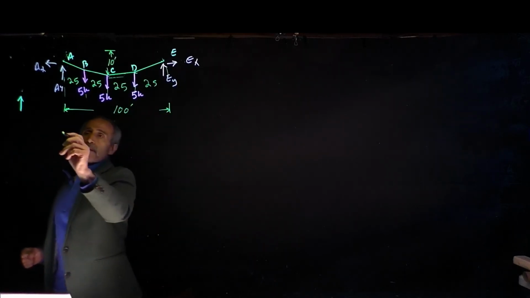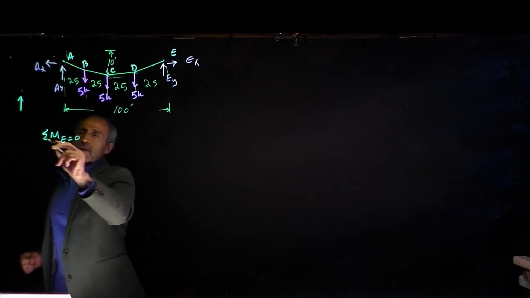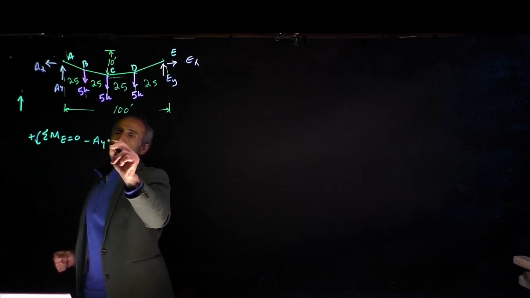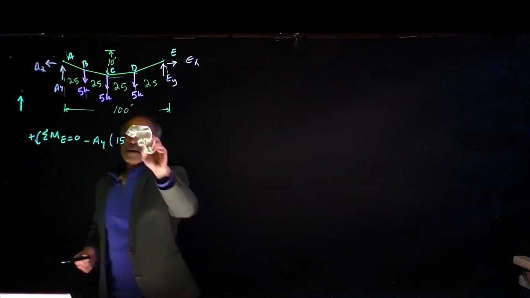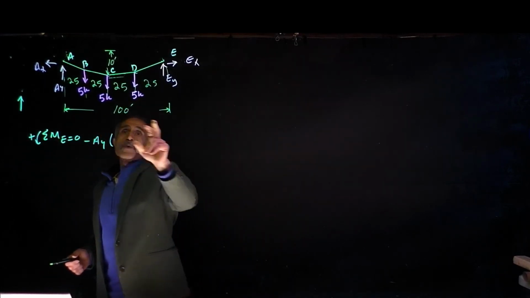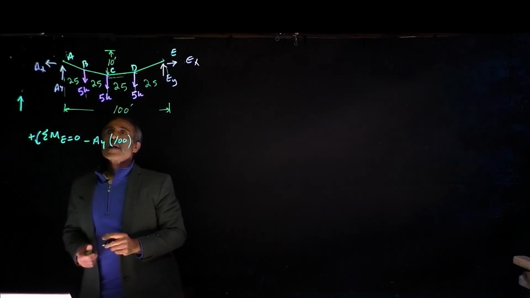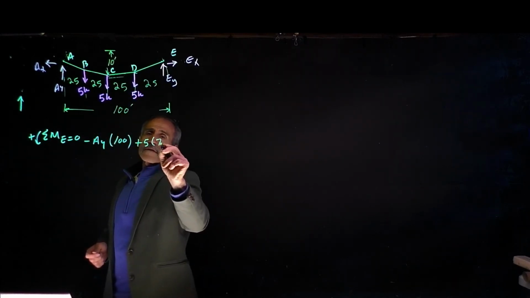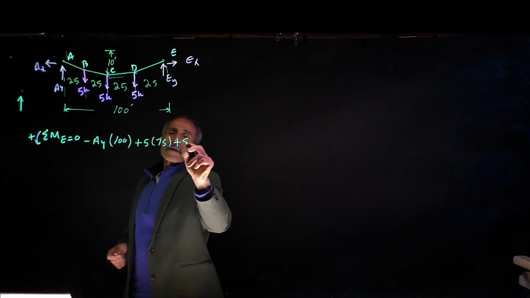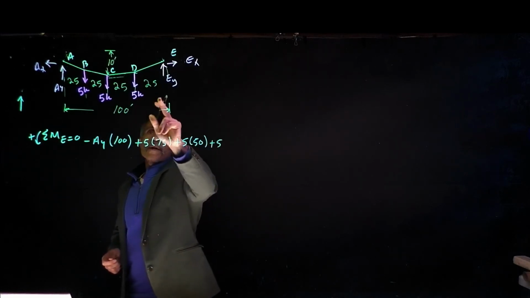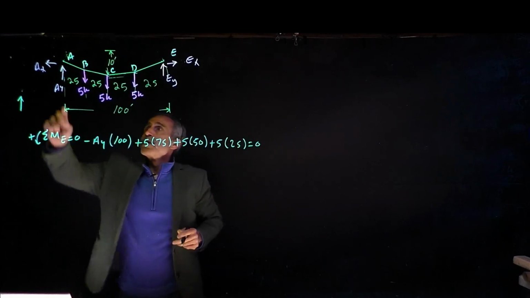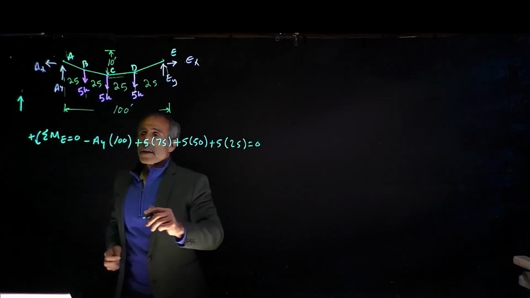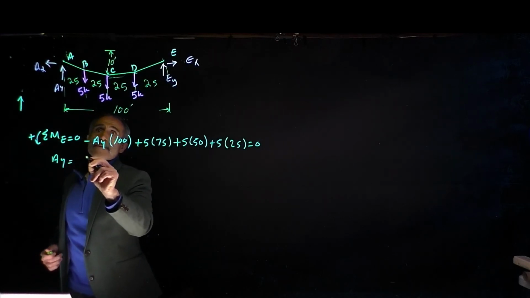So I'm going to take a moment about point E. Summation of moment about point E is equal to 0. Counterclockwise is positive. I have AY going clockwise, so it's minus AY multiplied by 100 feet. Then the next one is a 5, which is times 75, going the other way, so it's a plus: plus 5 times 75, plus 5 times 50, and plus 5 times 25 equals 0. These are at the same elevation, so I cannot take a moment about here. The only unknown I have here is AY, which comes out to 7.5 kip.